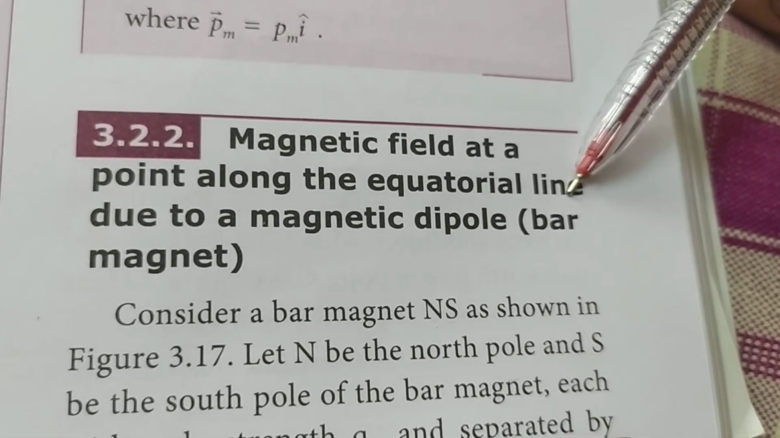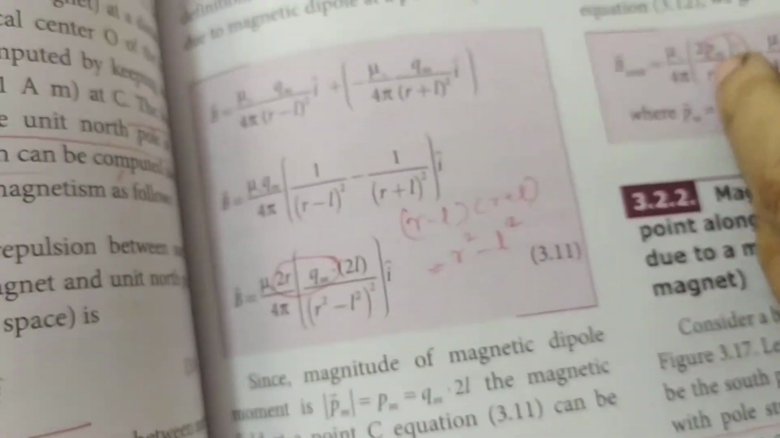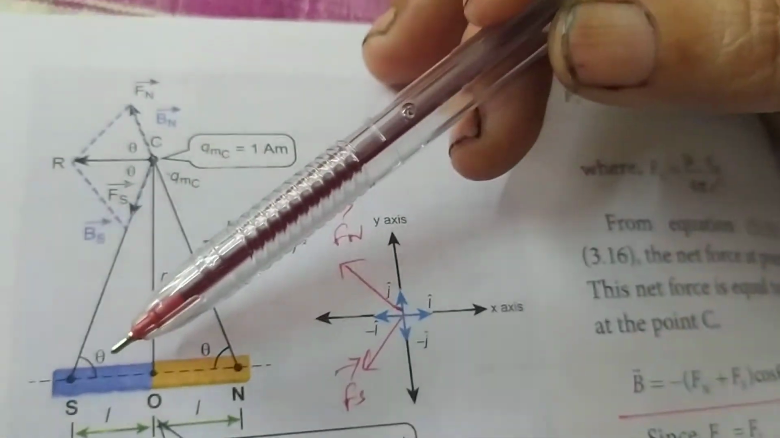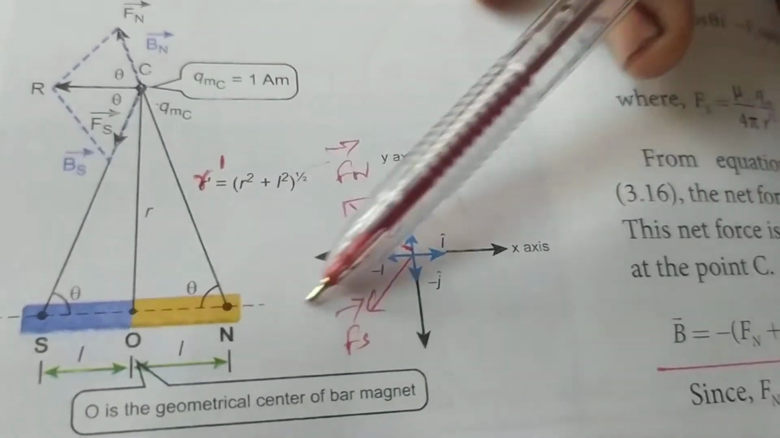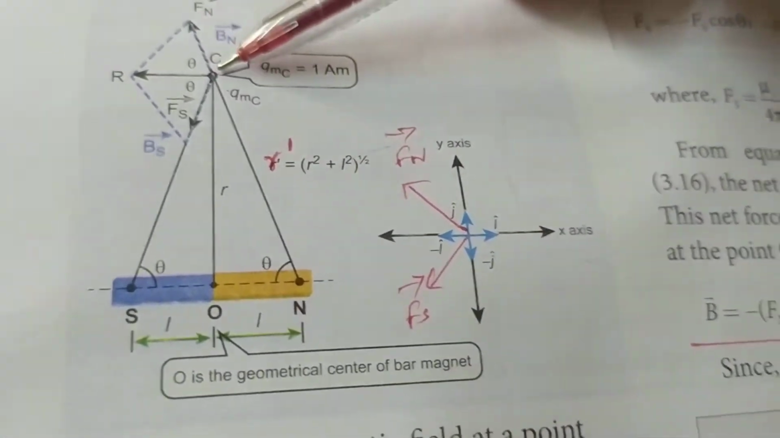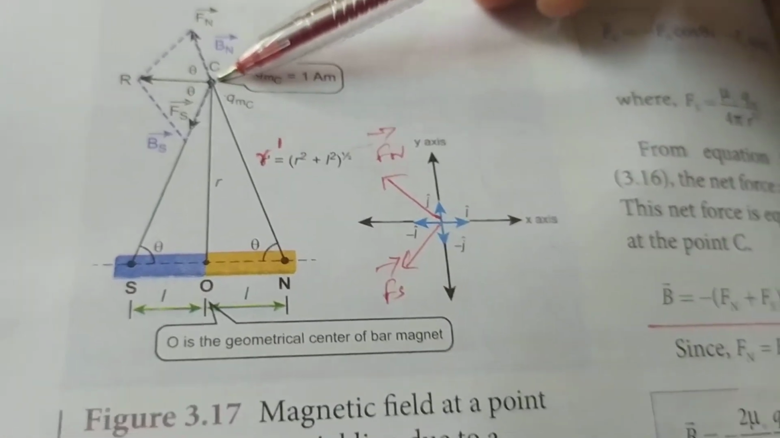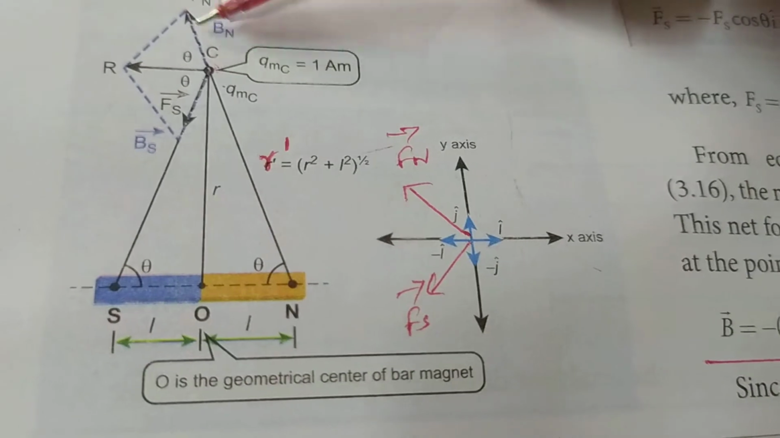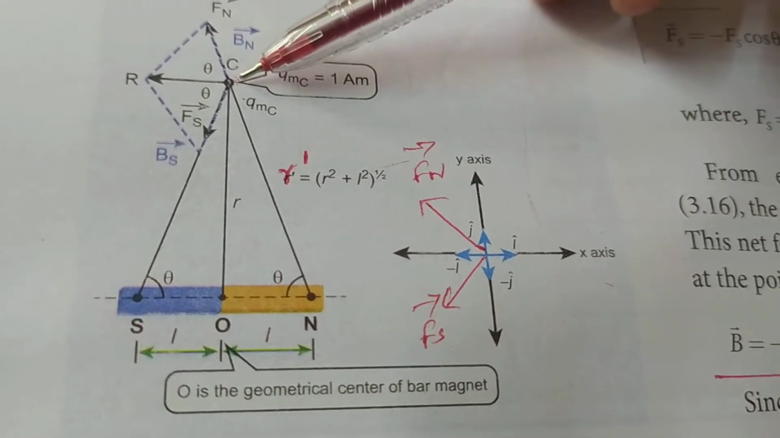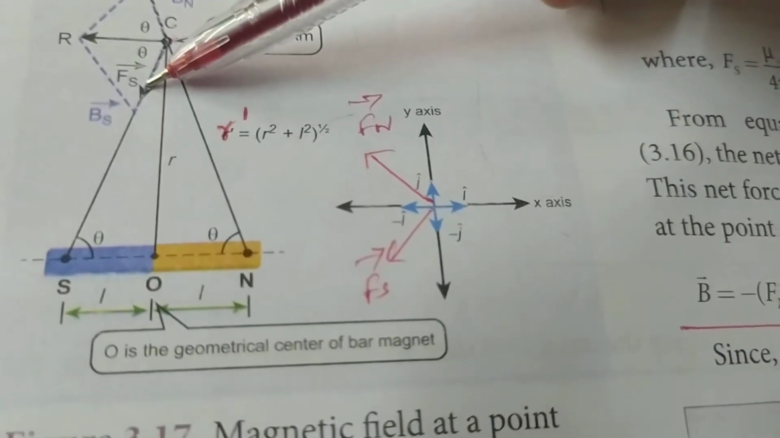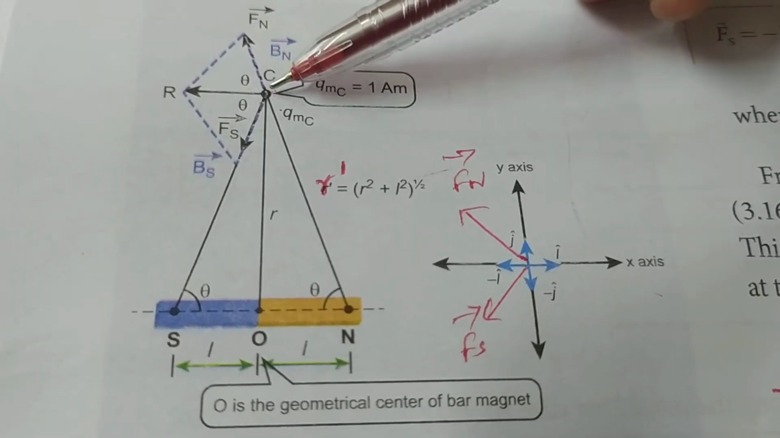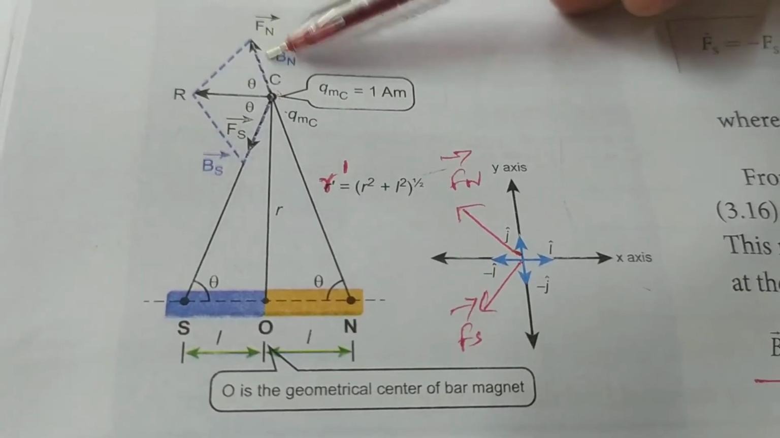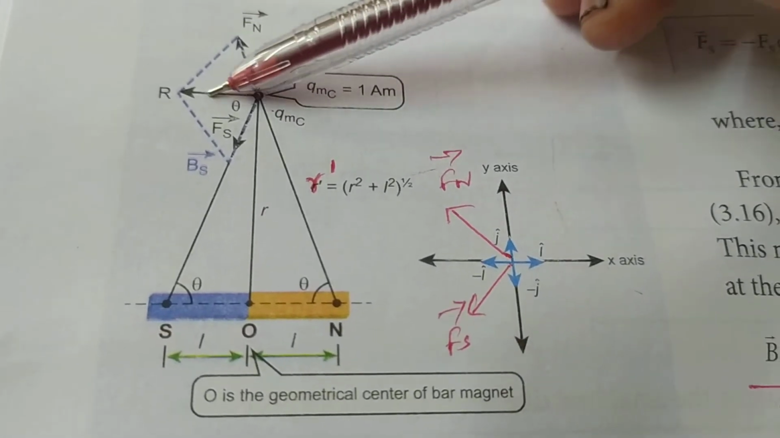For that the diagram is different, and here you see this is the bar magnet, and this is point C, which is on the equatorial line. Axial line means along this direction, but equatorial means at C. At C, what is the force due to the north pole? That is in this direction. And what is the magnetic force due to the south pole? That is in this direction, Fs vector. So this is Fn vector, this is Fs vector. This is acting away from the magnet, this is acting towards the bar magnet. When you take the resultant of these two, it is given by the resultant vector.